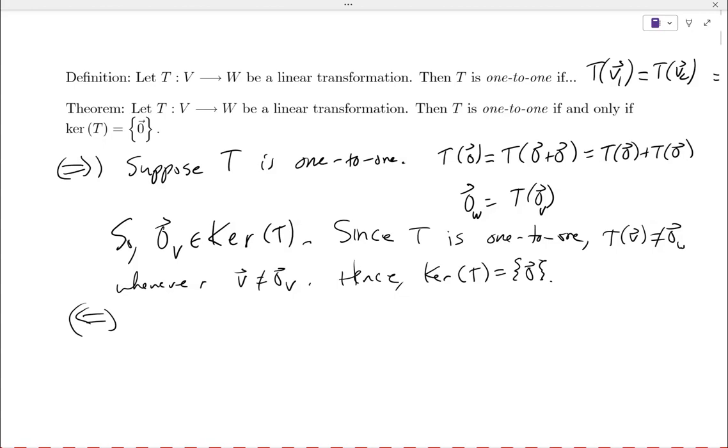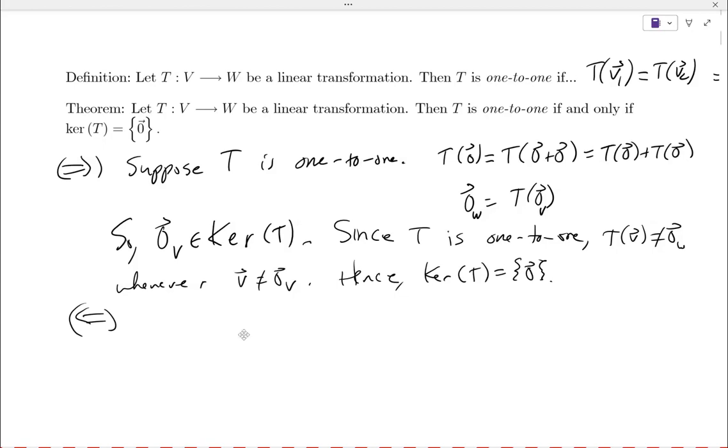Okay, so that's one direction. If it's one-to-one, we know that the 0 vector in V gets mapped to the 0 vector in W, so the 0 vector is in the kernel. If it's one-to-one, that's the only thing allowed in the kernel. Let's go the other way.